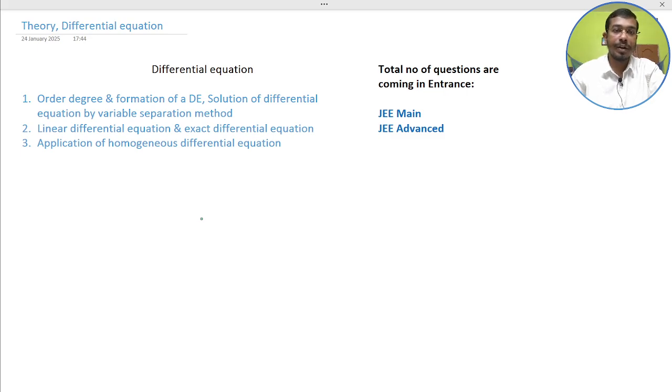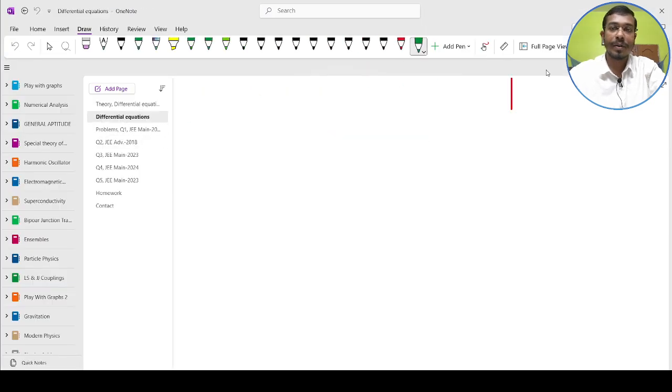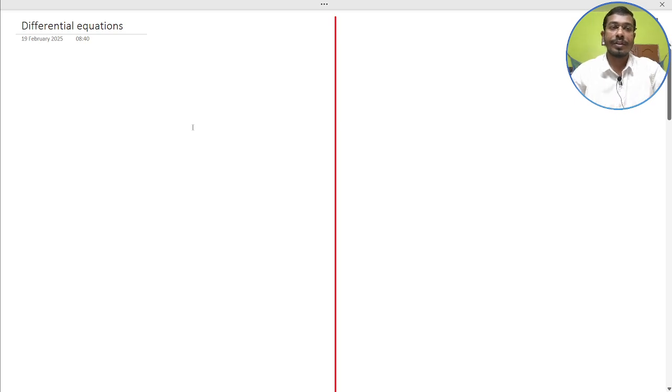linear differential equations and exact differential equations, and applications of homogeneous differential equations. The total number of questions coming from JEE Main is 2 or 3 from this chapter, and in JEE Advanced 2 questions from this topic. So let's get started. First of all, we will discuss the chapter summary in a nutshell, and after that we will go through the problem discussion of questions coming in JEE Main and Advanced.